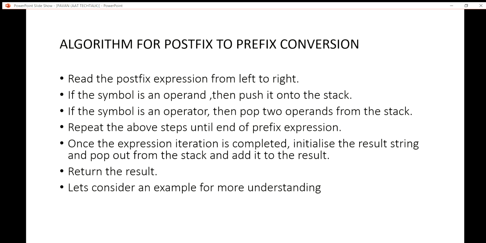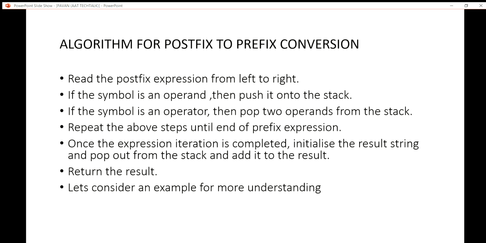Algorithm for postfix to prefix conversion. Read the postfix expression from left to right. If the symbol is an operand, then push it onto the stack. If the symbol is an operator, then pop two operands from the stack. Repeat the above steps until the end of the expression. Once the expression iteration is completed, initialize the result string, pop from the stack and add it to the result. Return the result.